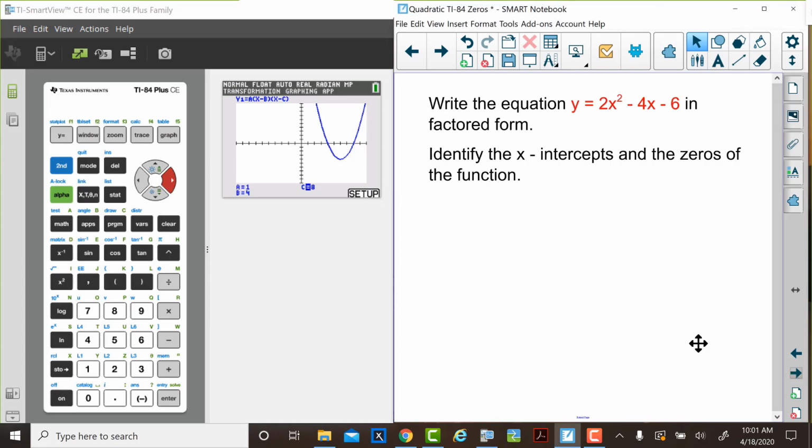Now let's give you a problem to think about for a moment. Here's an equation, y equals 2x squared minus 4x minus 6. We'd like you to write this equation in factored form. After you write the equation in factored form, identify the x-intercepts and the zeros of the function, and think about how the graph of the function would look. Please pause the video, write your response, your factored form, your intercepts and zeros, and then return to the video.